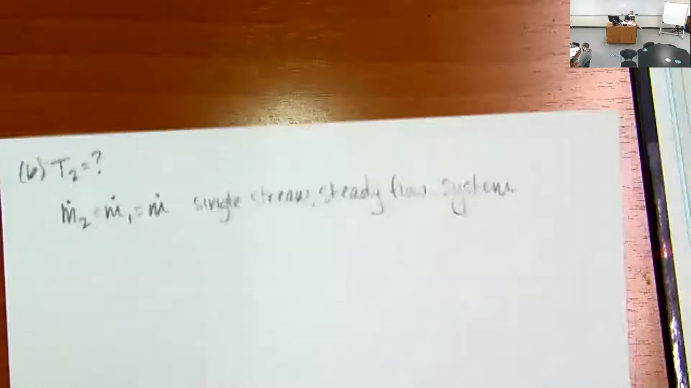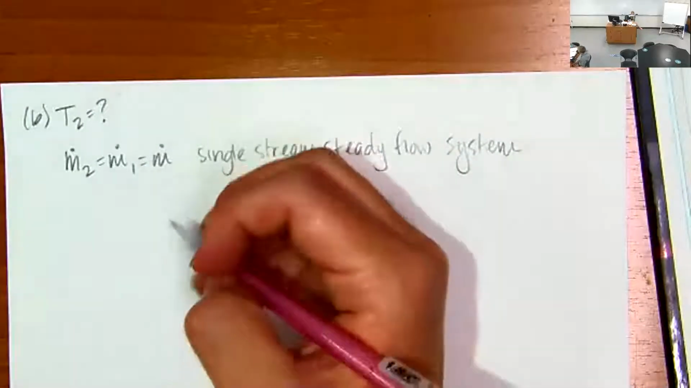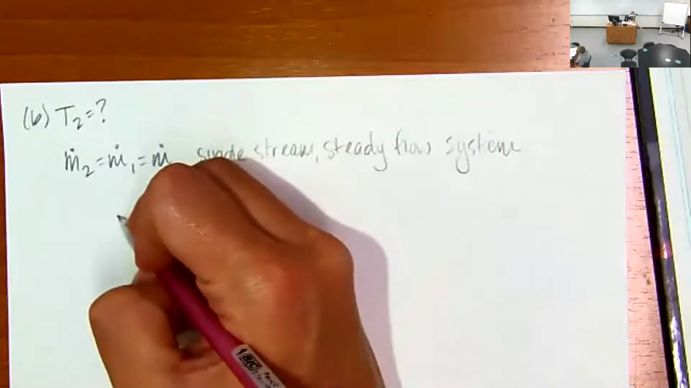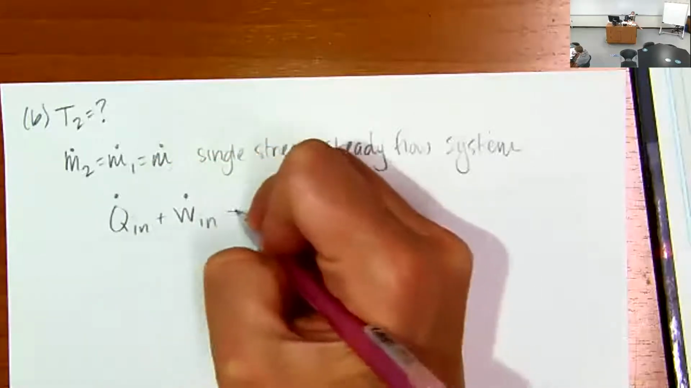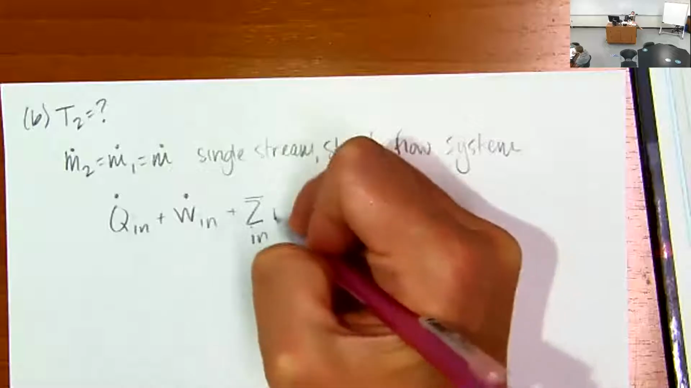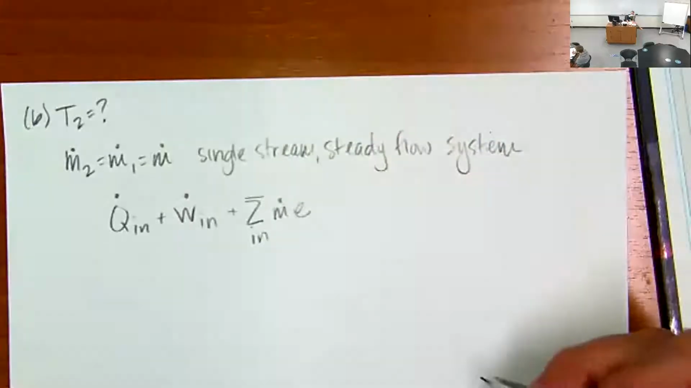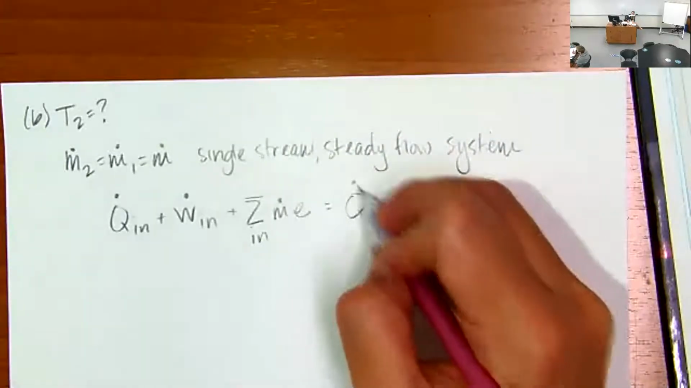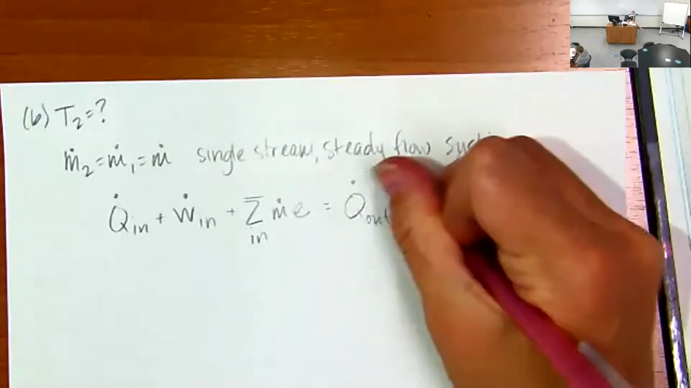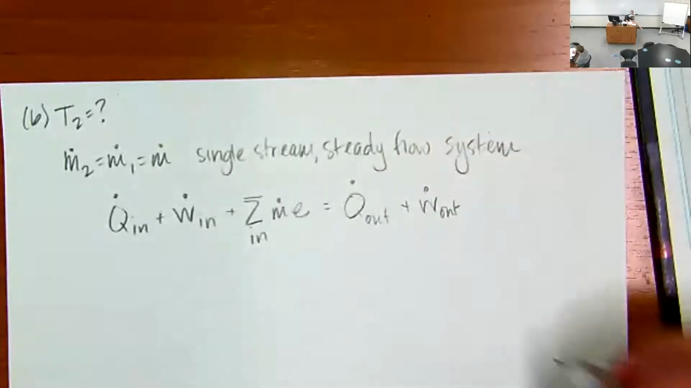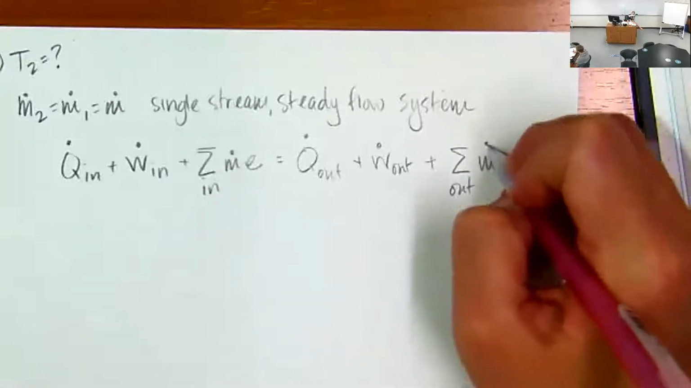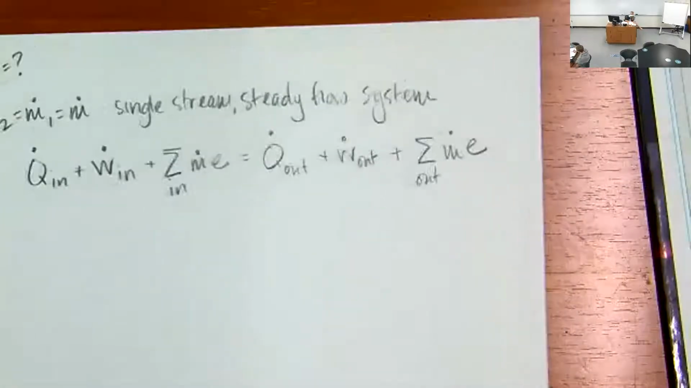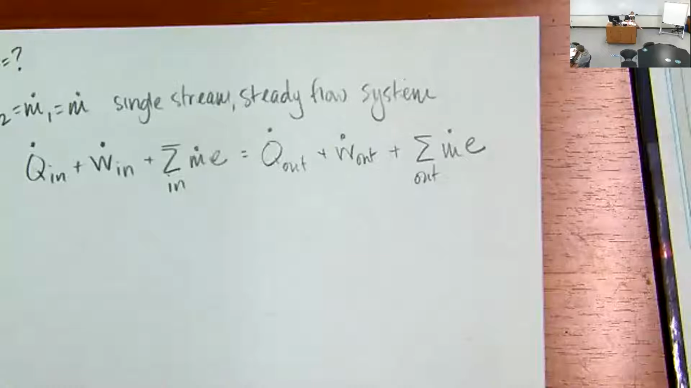So we also are going to go to our energy equation now, which is this: Q in plus work in plus the summation of our mass coming in is equal to our Q out plus our work over time out, or power out, plus our summation of our outgoing mass energy. So this is our main energy equation for this chapter.